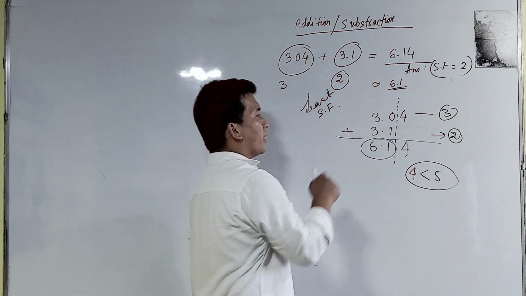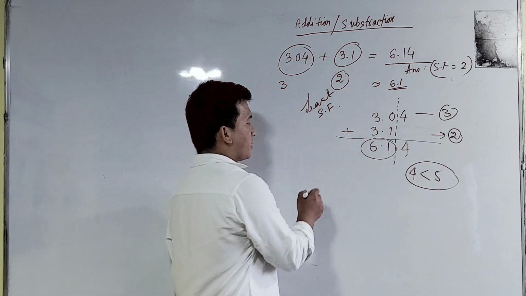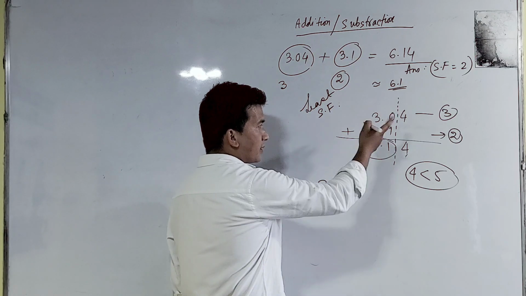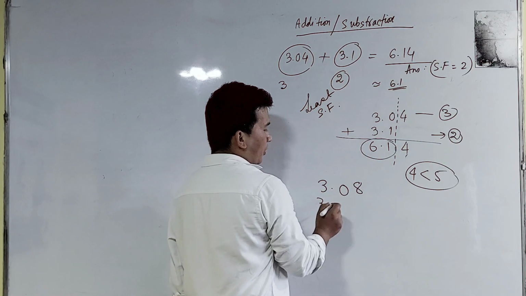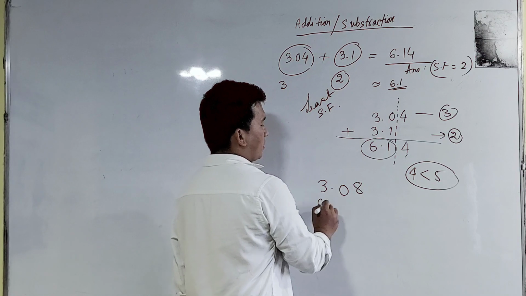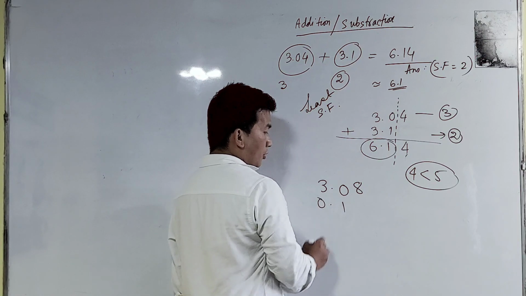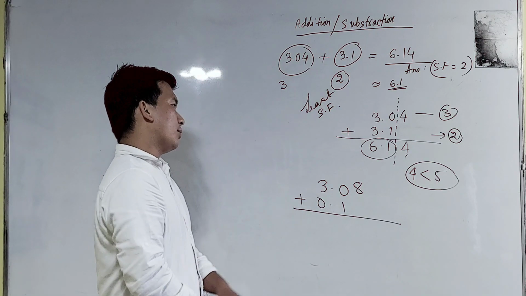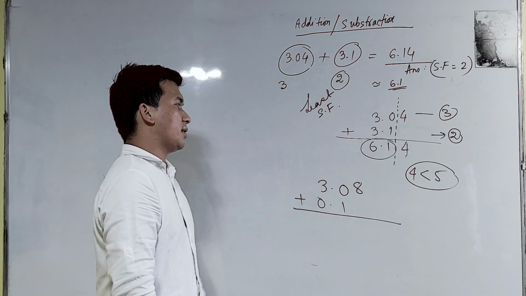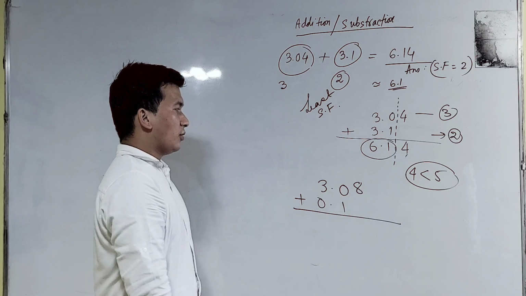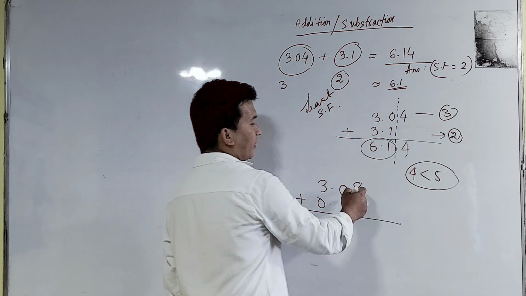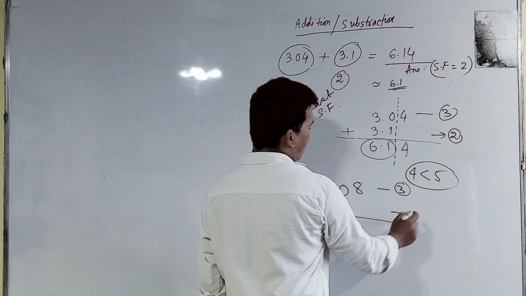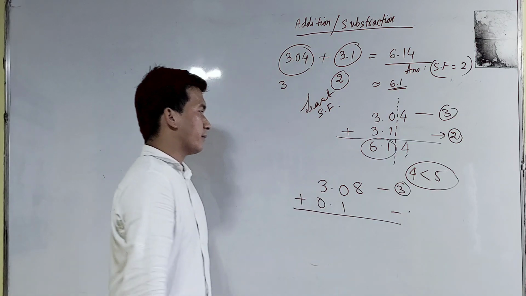Let me take one more example to illustrate this. Let us take 3.08, and the next number, 0.1. We have to find out the sum of these. Significant figures: this has 3 significant figures. How many significant figures does this one have?